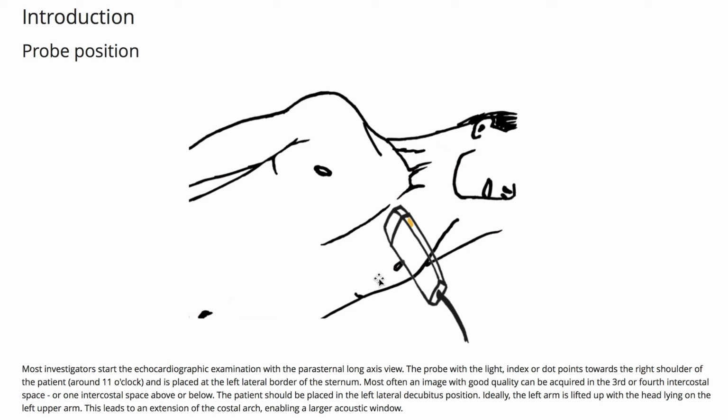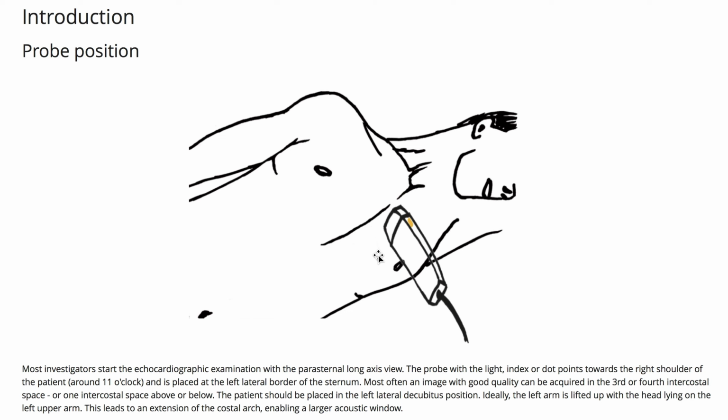Introduction. Most investigators start the echocardiographic examination with the parasternal long axis view. The probe with the light index, or dot, points towards the right shoulder of the patient, around 11 o'clock, and is placed at the left lateral border of the sternum.